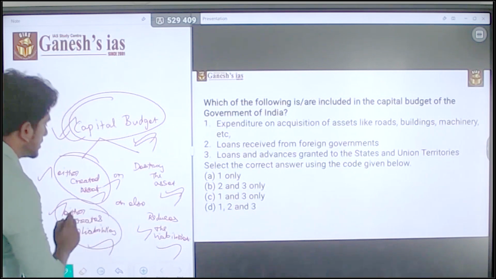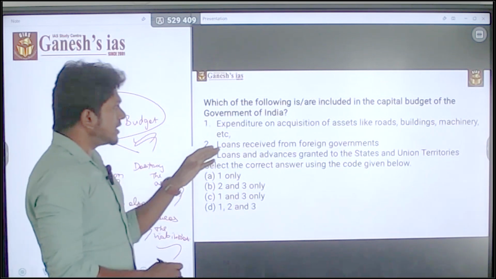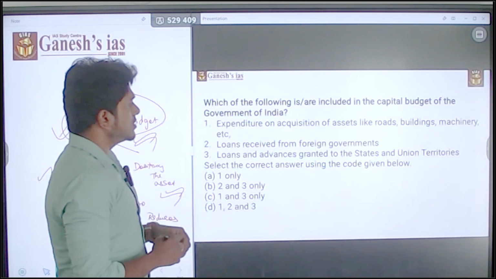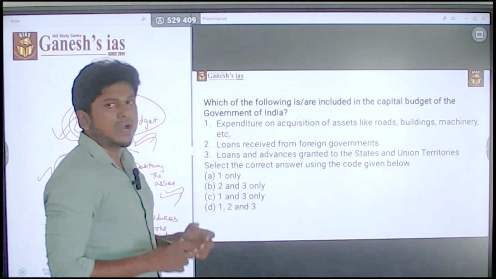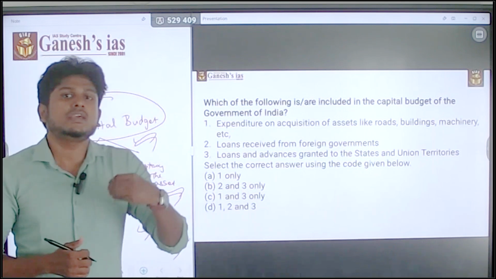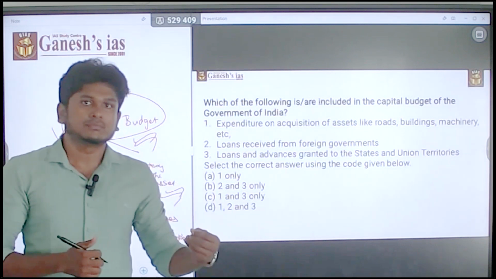Okay, so the second statement is speaking about the creation of liabilities. So that also comes under the capital budget. Third statement, loans and advances granted to the states and the union territories. Okay, so giving a loan also comes under the assets of the government.